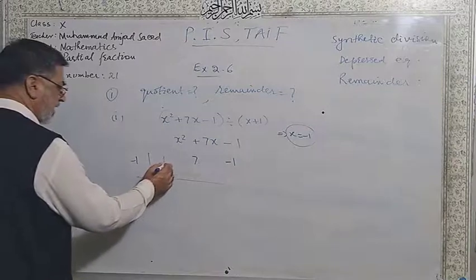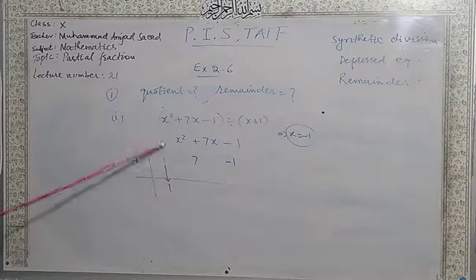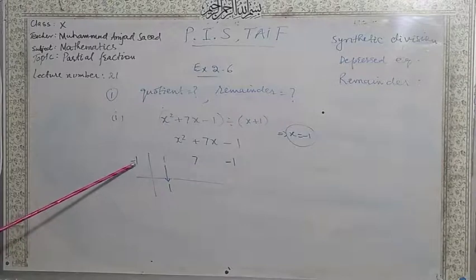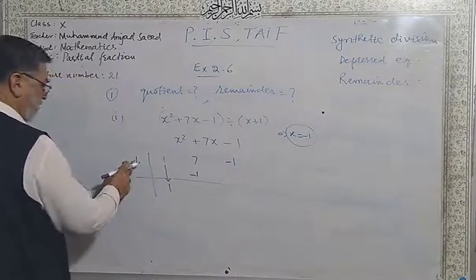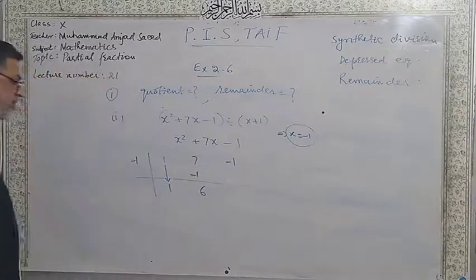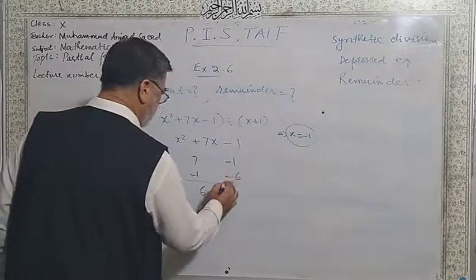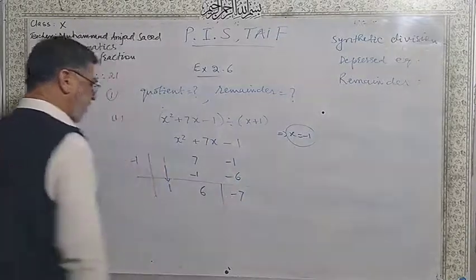Dear students, the technique is that the first number 1 is brought down as it is. Minus 1 and 1 are multiplied, and here you will have minus 1 into 1 is minus 1. 7 minus 1 is 6. After that, minus 1 is multiplied by 6. Here will be minus 6. And adding them, minus 1 minus 6 is minus 7.